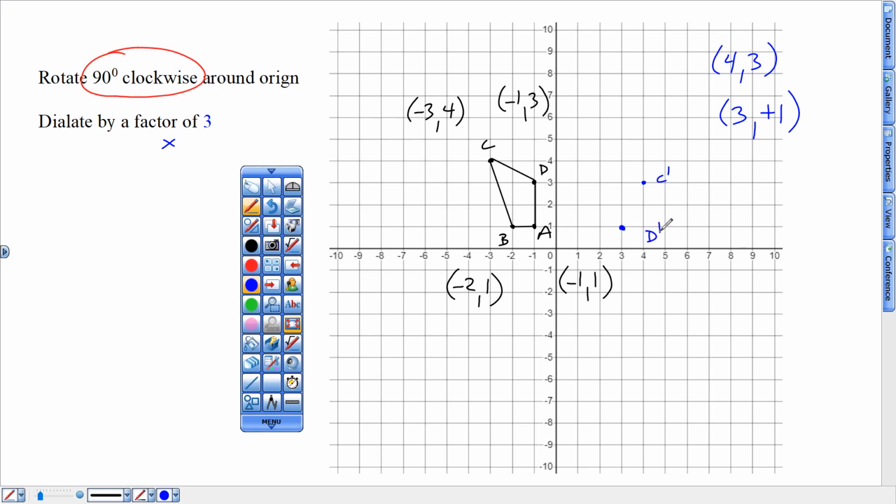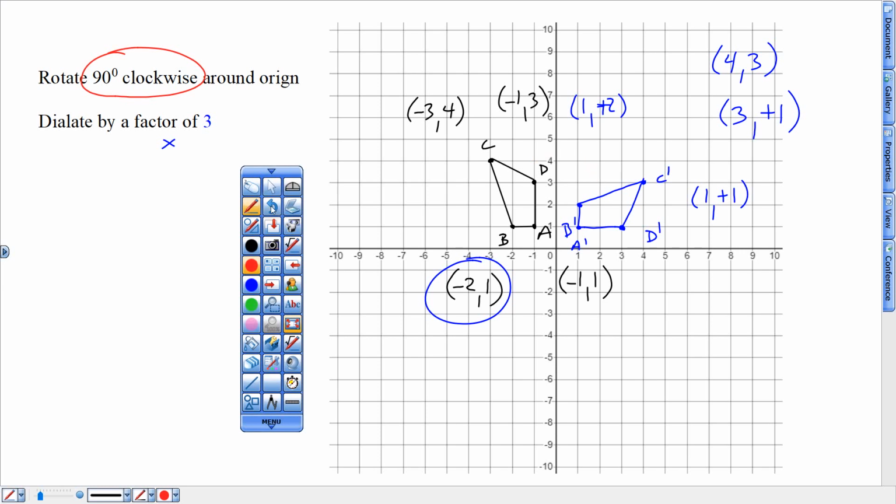And then I have negative 2, 1. That becomes 1, negative 2 becomes 1 positive 2. Right 1 up 2. That's going to be B prime. And then I have the last one, negative 1, 1. That becomes 1 positive 1. Yep, over 1 up 1. That is A prime. Let's draw that. So that is after a quarter turn to the right.